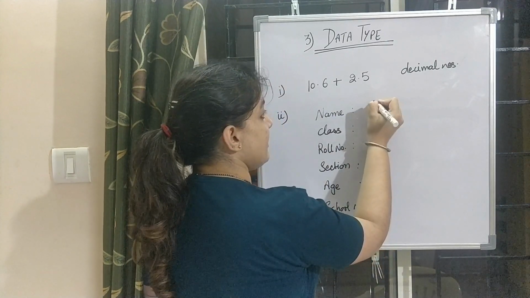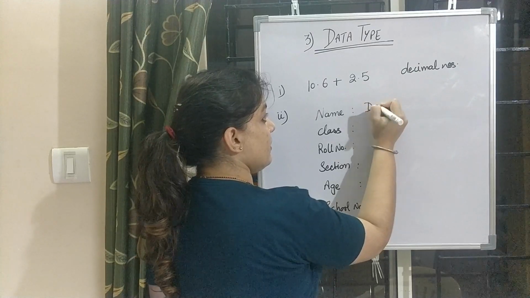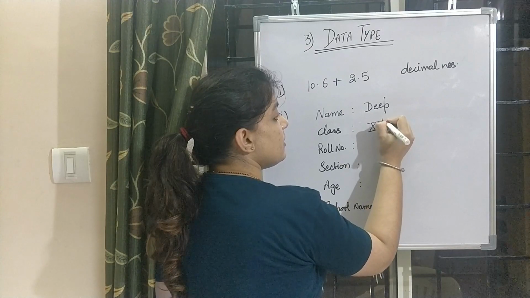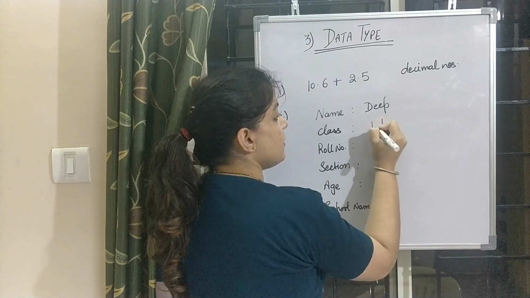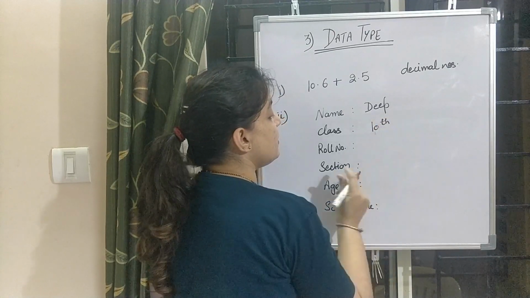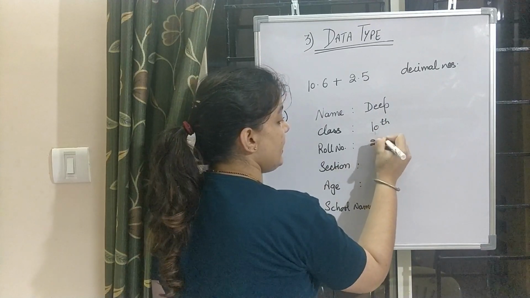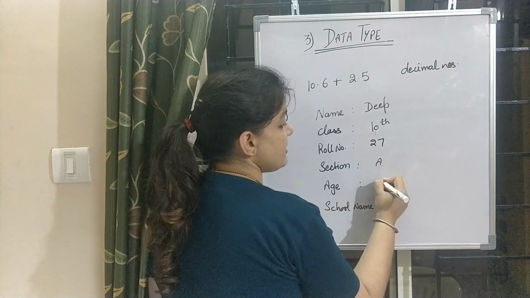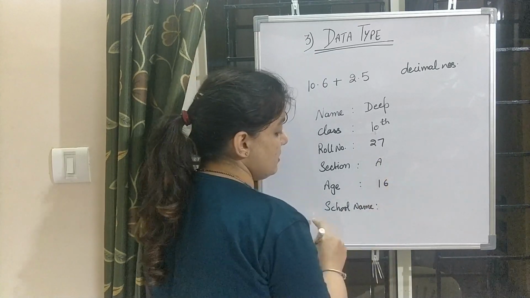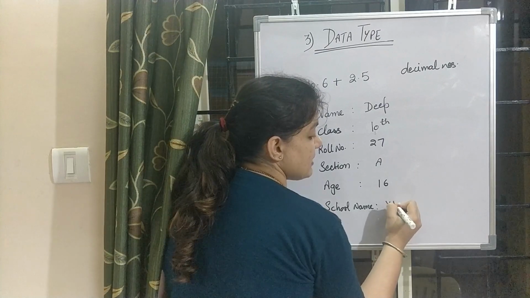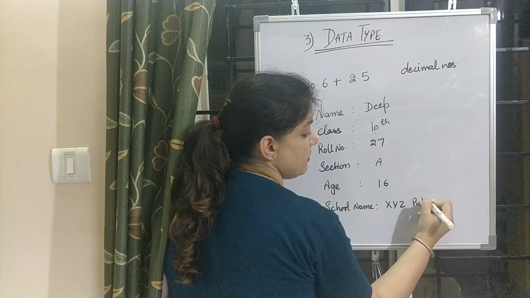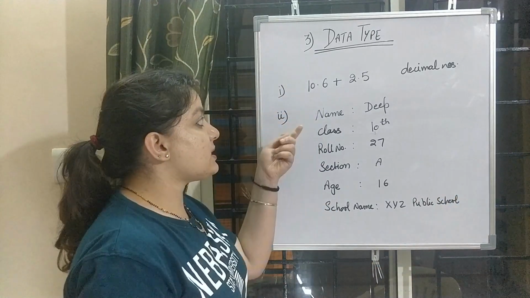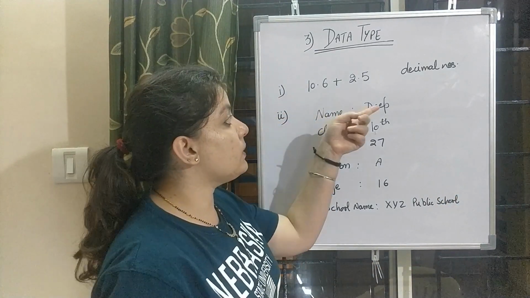Like the student name is Deep. Class is 10th. Roll number is 27. Section I am taking here A. Age is 16.5 years and school name is XYZ Public School.